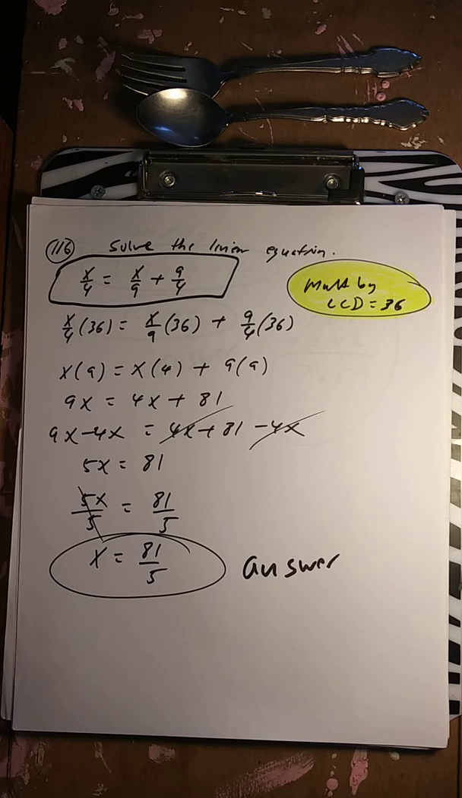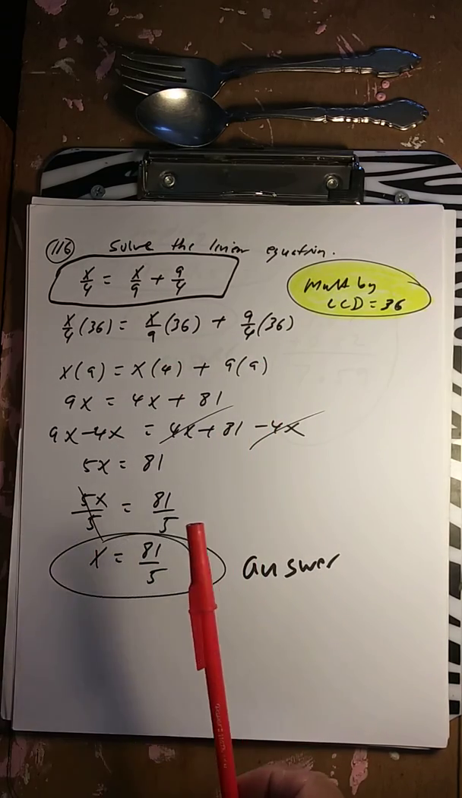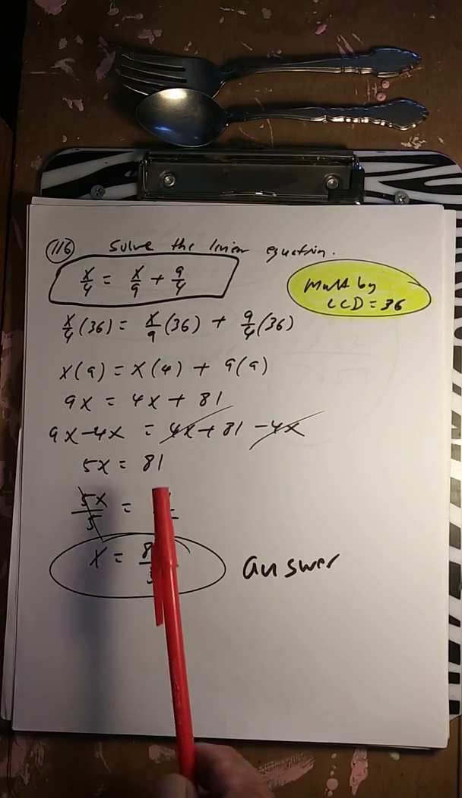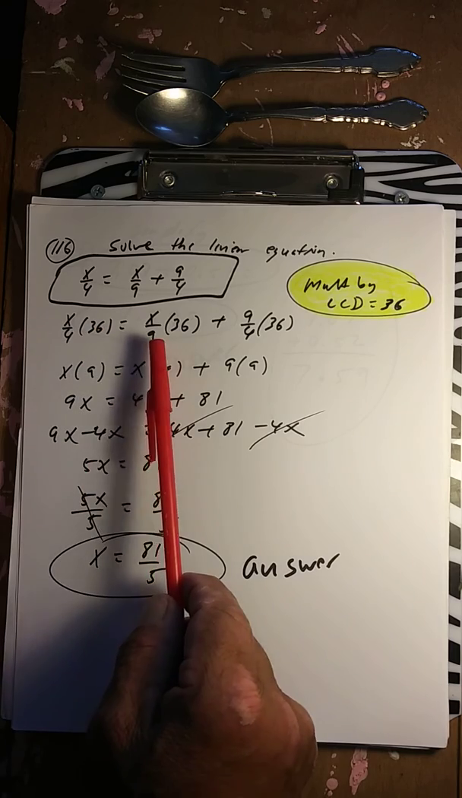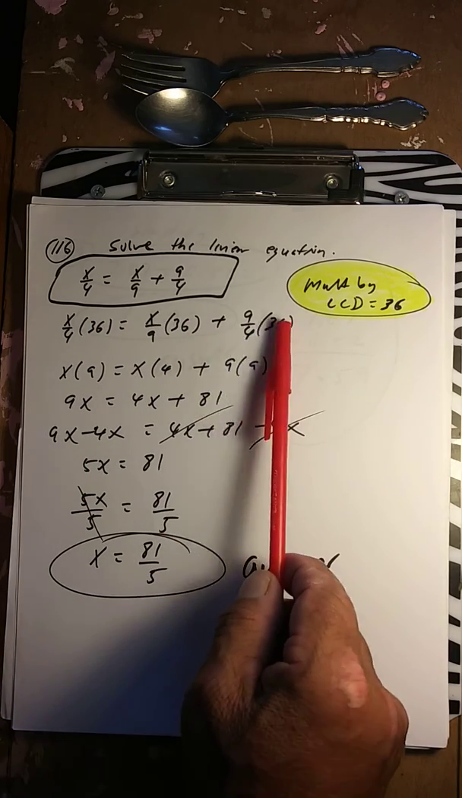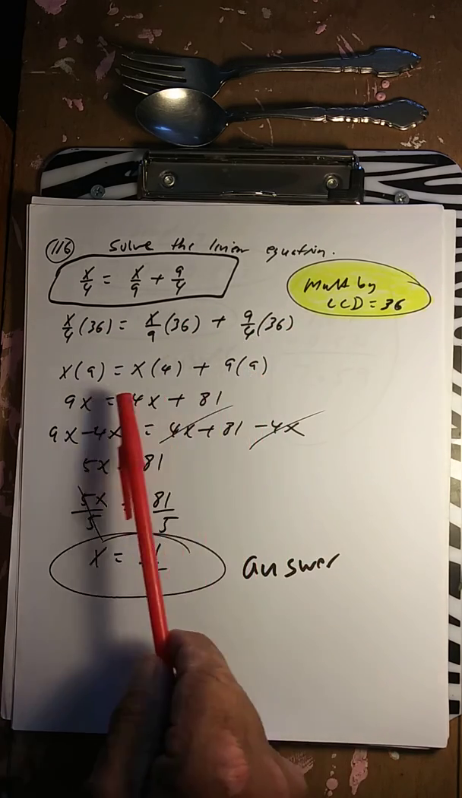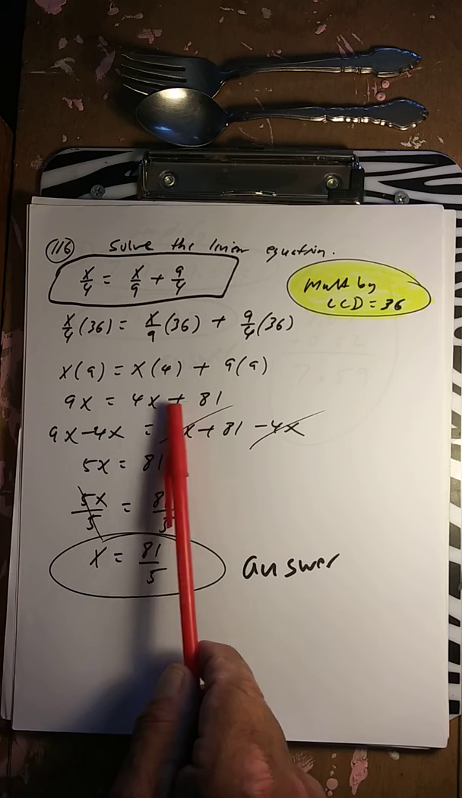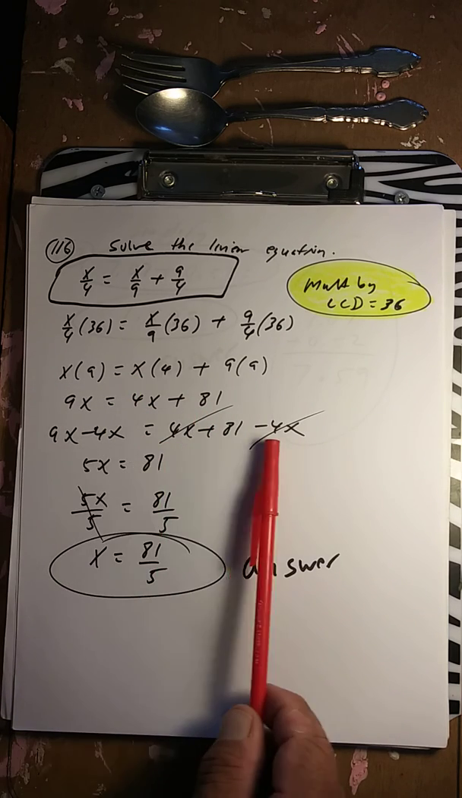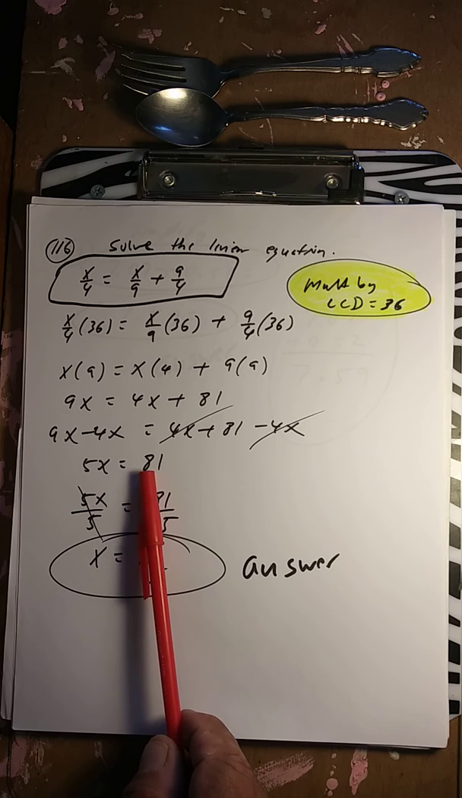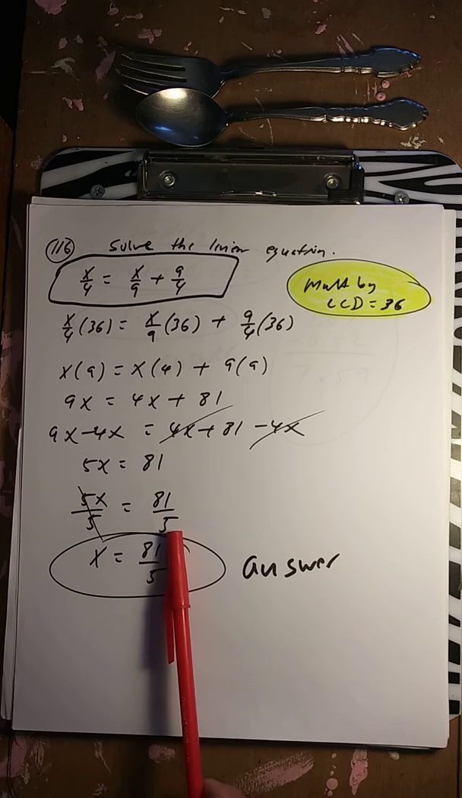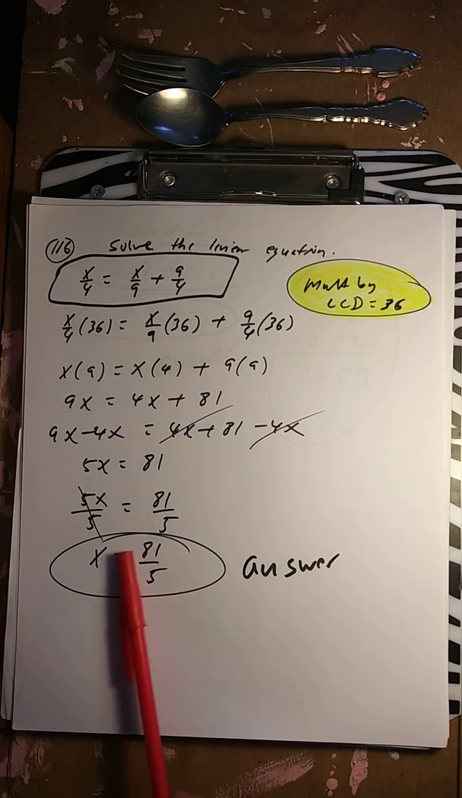LCD is 36. Again, we'll multiply everything by what? 36, 36, 36, all the way across. So now we have 4 divides 36, 9. 9 divides 36, 4. 4 divides 36, 9. So now we have 9x equals 4x plus 81. Minus 4x, minus 4x. So we have 5x equals 81. Divide by 5, divide by 5. So x is what? 81 over 5. Leave it alone. We're done with it.